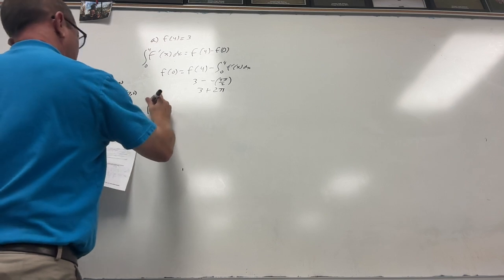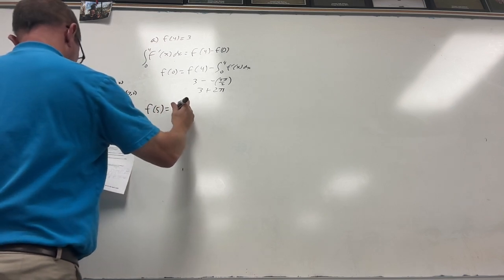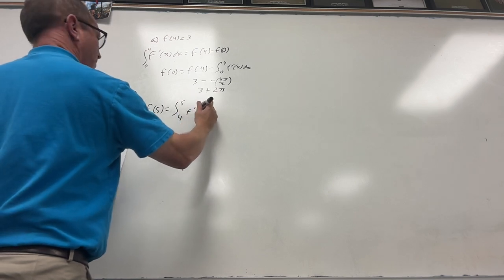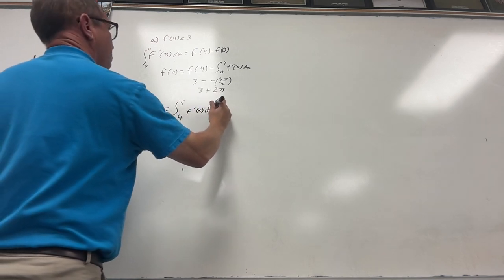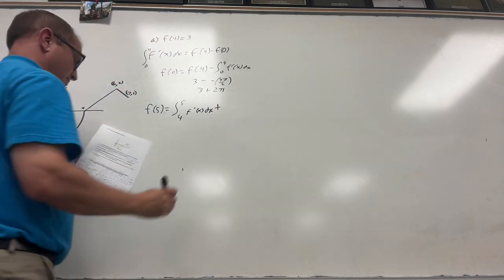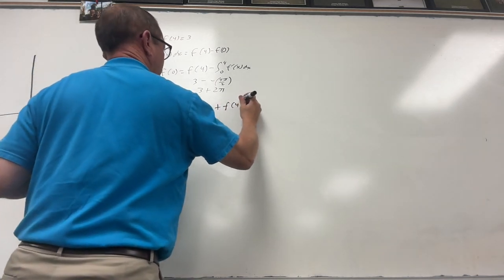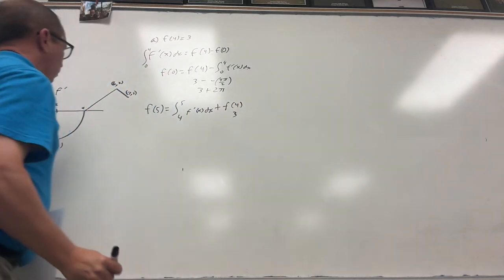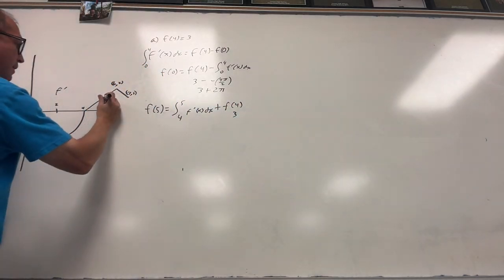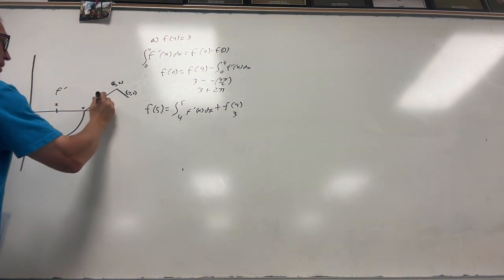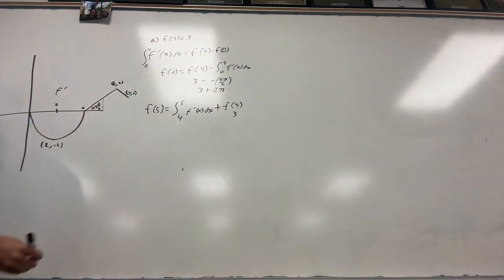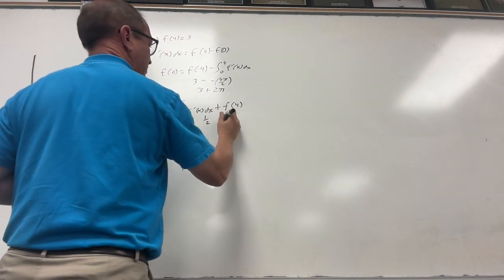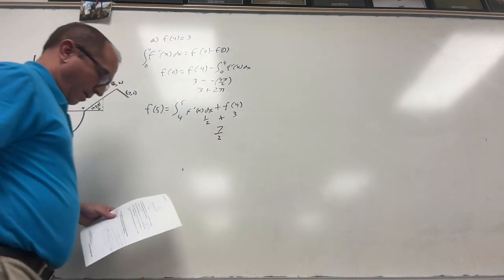we know that f of 5 is going to equal the integral from 4 to 5 of f prime plus f of 4. Again, your f of 4 is 3. Now, we're just looking at this little area right in here, and that's going to be basically half of a square, so it's 1/2. So we get 1/2 plus 3, which would be 7/2.